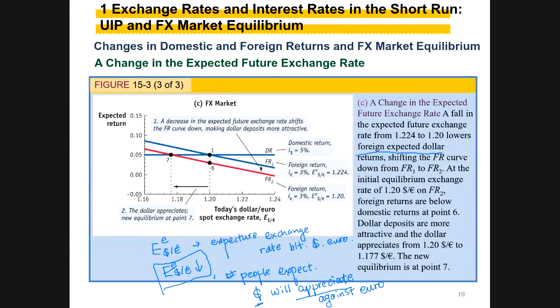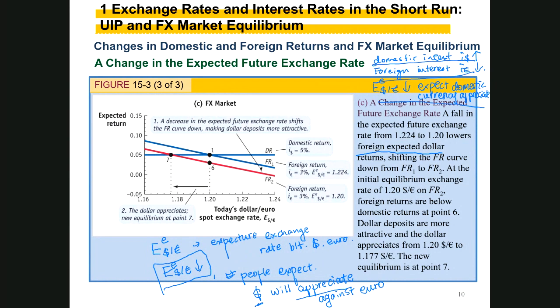Either it's because the domestic interest rate increases, or it's the foreign interest rate decreases, or it's the expected exchange rate between the domestic currency and the foreign currency decreasing, which means the expected domestic currency appreciates, right? So those three.